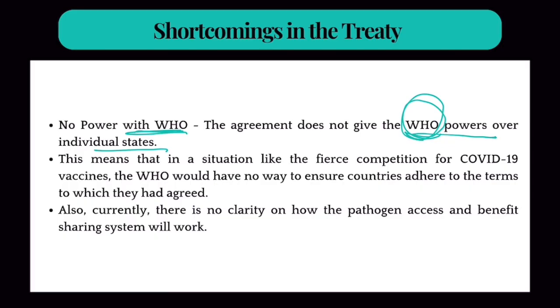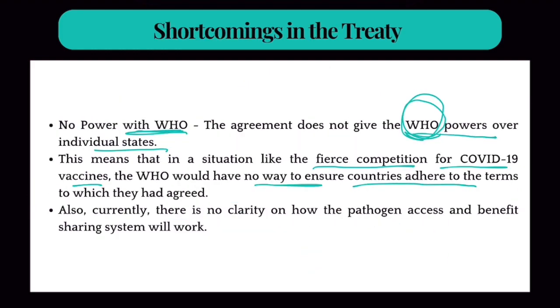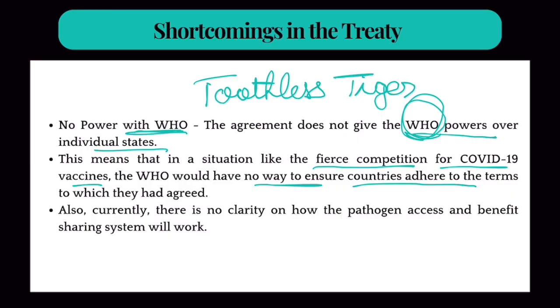This means that in a situation like the fierce competition for COVID-19 vaccines, WHO would have no way to ensure countries adhere to the terms of this treaty. Clear? Also, currently, there is no clarity over this pathogen access and benefit sharing system. There is no clarity on how it will function. Clear? So, some people are saying that this treaty is like a toothless tiger. It is a tiger, but it cannot attack you because it lacks teeth. WHO lacks teeth to force countries to follow the provisions of this treaty. This is the only criticism that is being leveled.